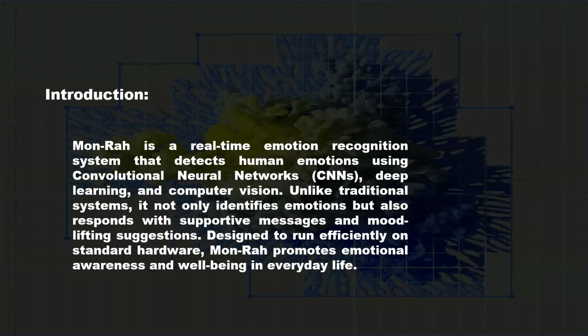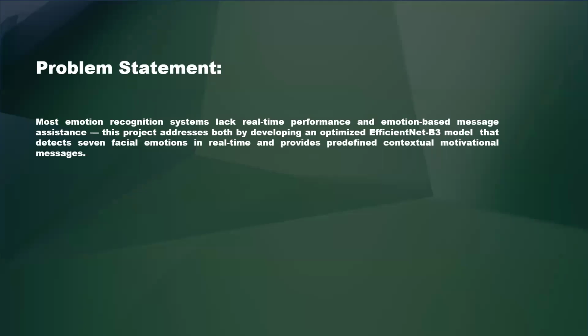So, sir, let's start with what our Mon Rah actually is. At its core, sir, it's a real-time emotion recognition framework powered by CNN and computer vision. Sir, traditional systems stop at simply identifying an emotion. Mon Rah goes a step further. It is explicitly designed to act as an interactive agent that responds with supportive messages and contextual mood lifting suggestions. Furthermore, we prioritize optimization so that it runs efficiently on standard hardware, making emotional awareness accessible in everyday life. So moving on, we'll get to the problem statement.